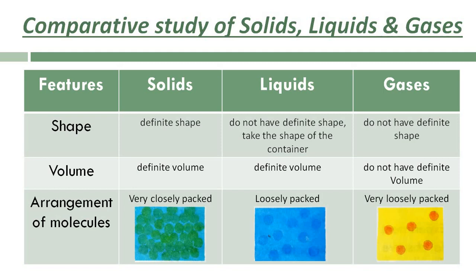Third, the arrangement of molecules is different in all three states. In solids, as you can see in the picture, molecules are very close to each other. There is no or very little space. So solid molecules are very closely packed. Just see the picture of liquids. You can find some space between the molecules. So in liquids, molecules are loosely packed. Now look at the picture of gases. In gases, molecules have maximum space. They are far apart from each other. So gas molecules are very loosely packed.